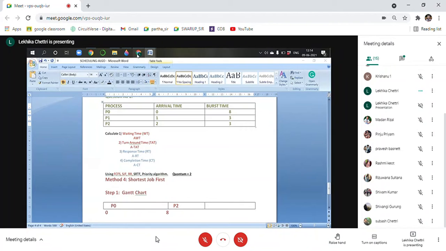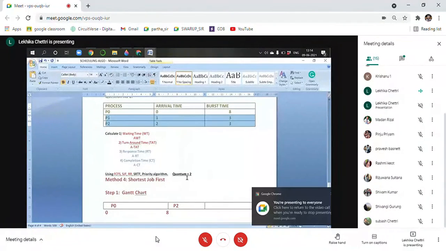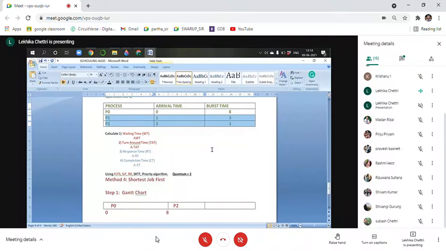Anyone? Ma'am, we will check the arrival time. Very good. If there is any tie, we call the tiebreaker, and the tiebreaker is your first come first serve algorithm. So how do we break the tie? We check the arrival time. Out of these two, which one has come first? P1 has come first, at time unit 1. So P1 will be chosen.